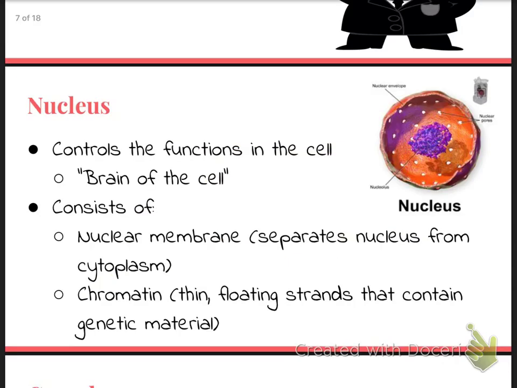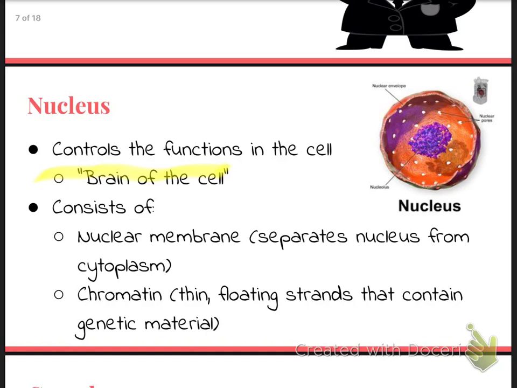The next organelle is a nucleus. The nucleus controls the functions of the cell. Anything that the cell has to do, the nucleus is going to tell it what to do. So in this comparison, it's going to be like the brain of the cell. Our brain tells us what to do, and the nucleus tells the cell what to do.